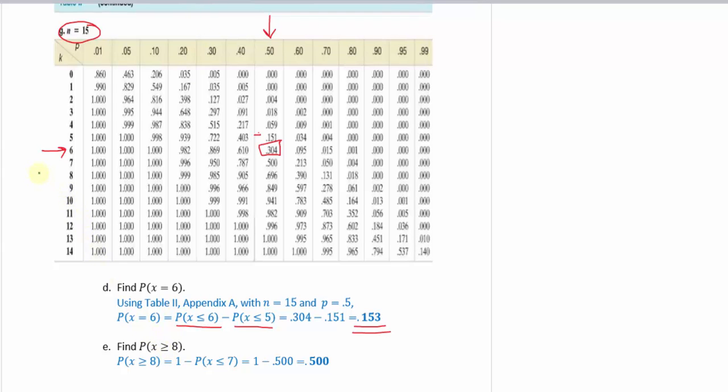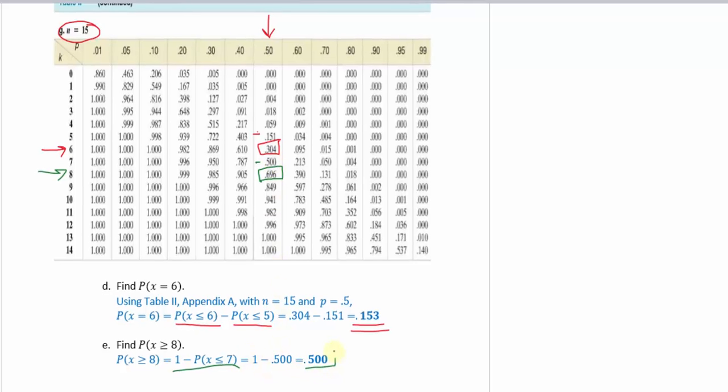Part E, we're looking for the probability that x is greater or equal to 8. So we will find row 8. And just as a reference, we're starting with 0.696. Now, if we are looking for greater or equal to 8, remember, greater means we're thinking complement. So we want 1 minus everything that's falling below 8. So we're starting with 1 minus the probability of x less or equal to 7. So our probability of x equal to 7, we're going to subtract 0.5. So 1 minus 0.5 gives us 0.5.